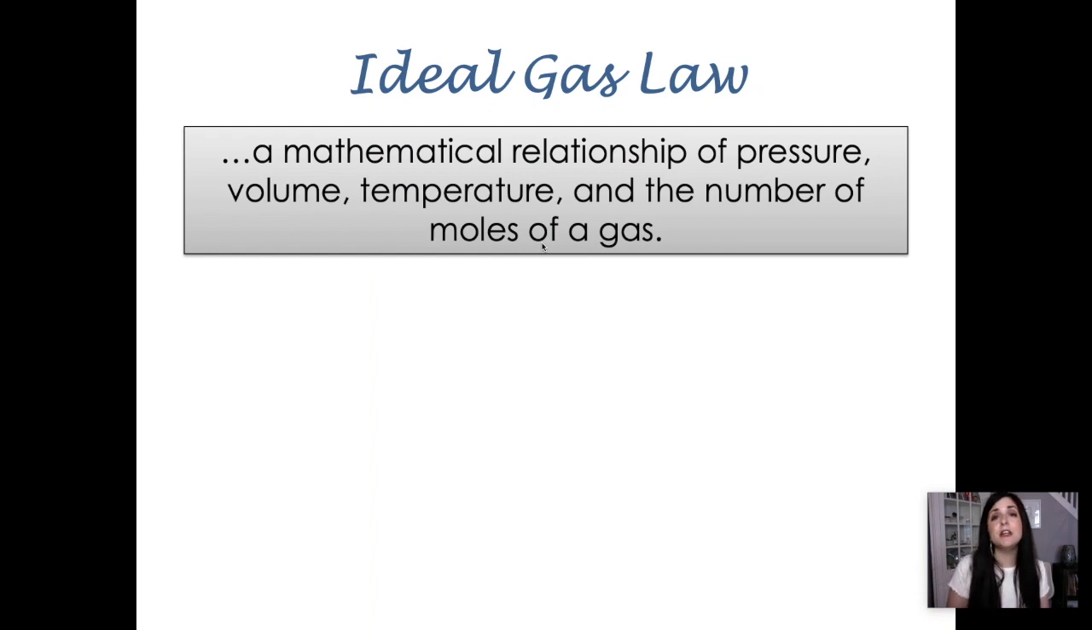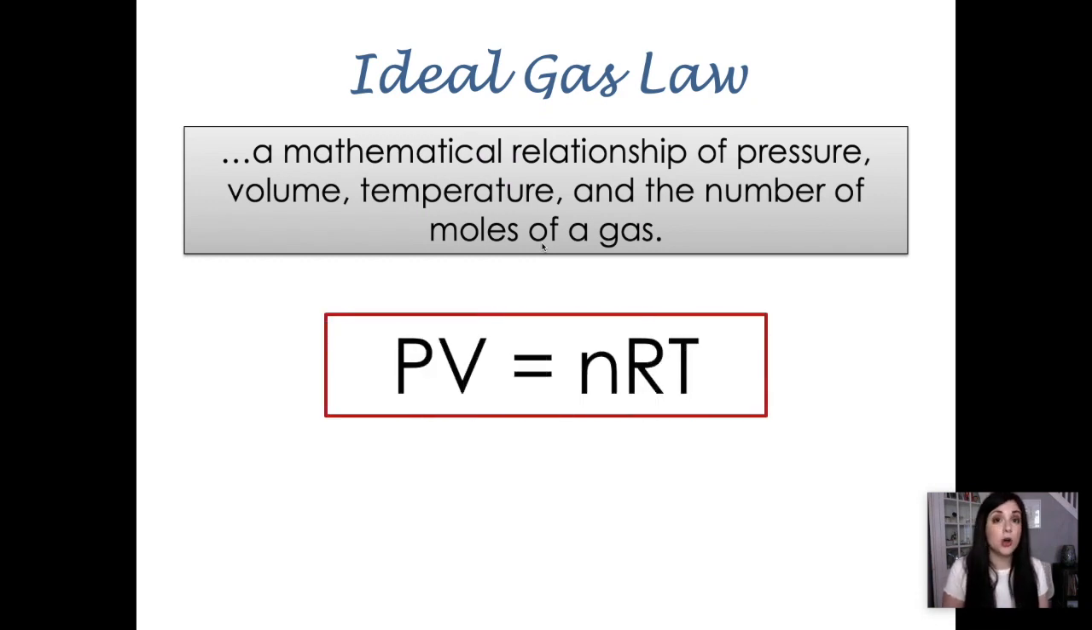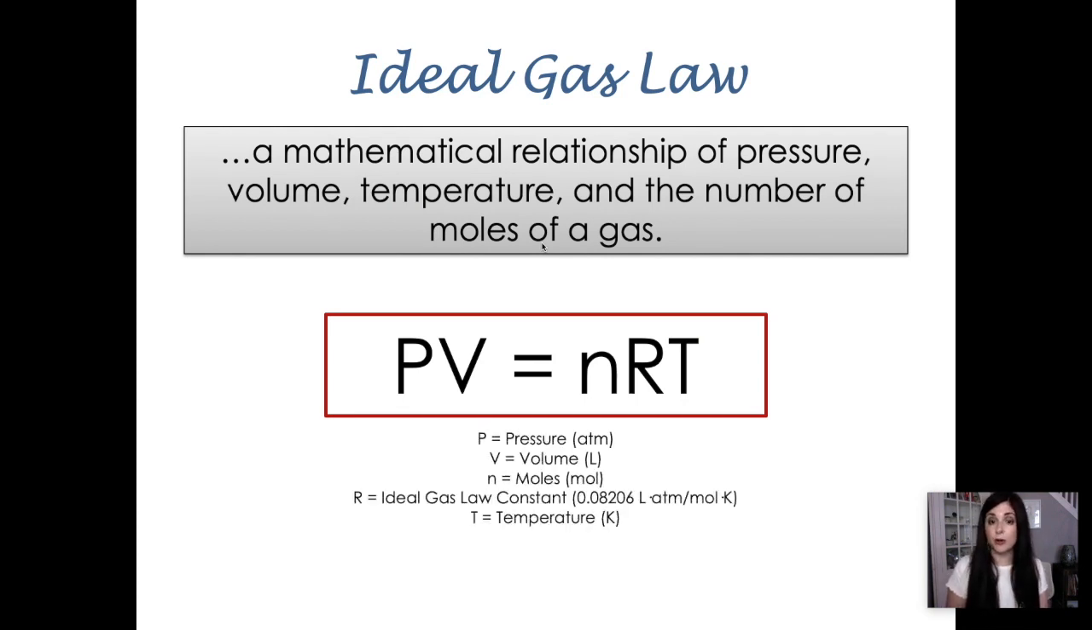What if I have a different number of moles of the gas? This particular equation, the ideal gas law, takes all of that into consideration. And that equation is PV equals nRT. So you probably recognize quite a few of what these variables mean. So P, of course, is the pressure.